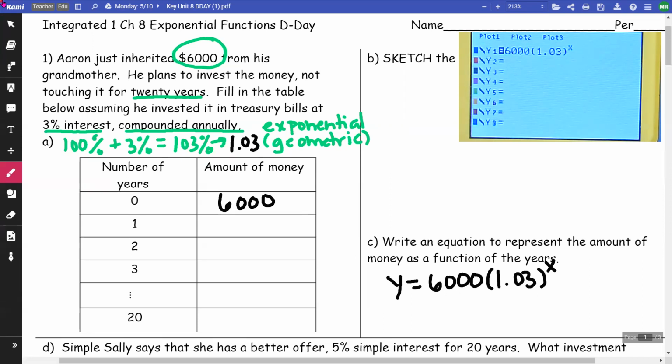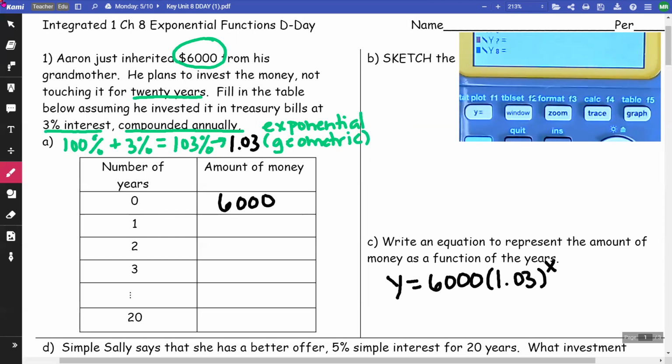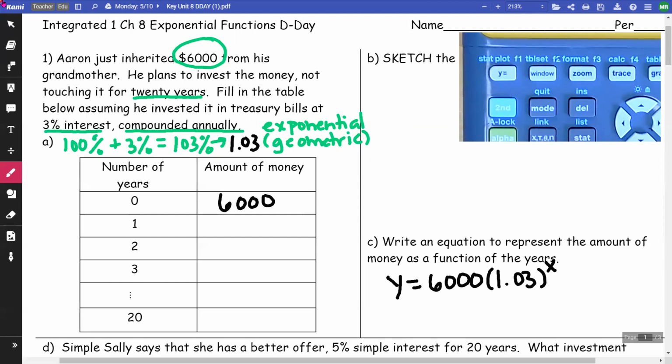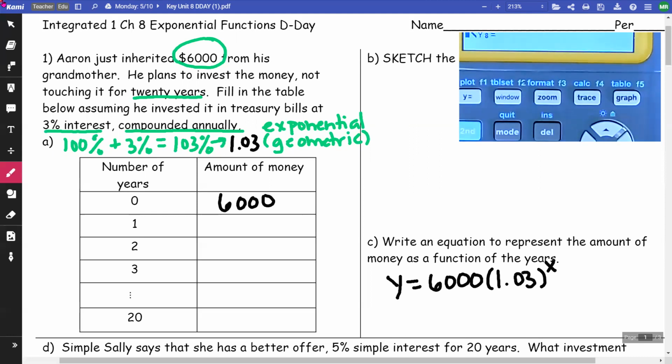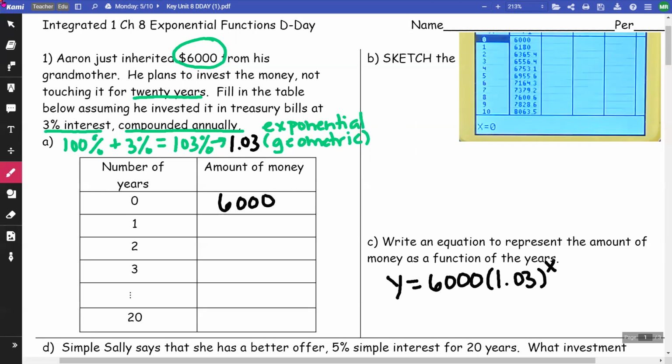And I am going to go to the table. Now the table is on this button here that says graph. It's blue. It's hard to tell here in the video, but it is blue. So anytime I want anything that's blue, I use my blue second. Anytime I want anything that's written in green, I use the green alpha. So I'm going to press the blue second and graph, and it's going to give me a table. And so here's my table.